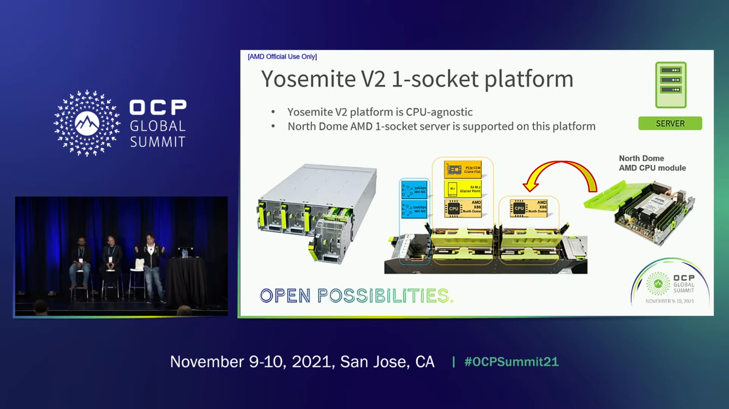It can support 4 microservers in a sled, or it can support 2 microservers and 2 carrier cards in a sled, and of course, the NIC can be changed to accommodate different speeds. It is a high-density microserver. In the 4OU configuration, we can get up to 16 microservers. And today, we'd like to announce that the North Dome AMD CPU module will be supported on this platform.